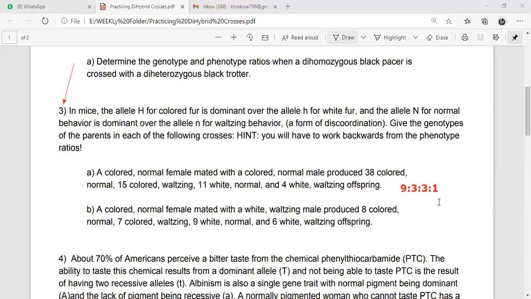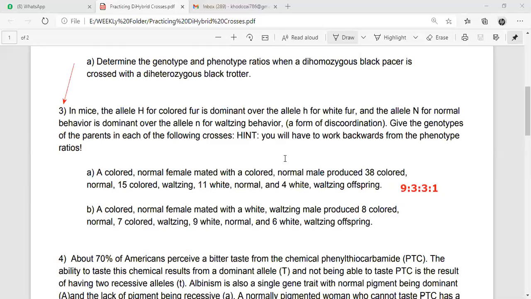Are you familiar with this 9, 3, 3, 1 ratio? You just have to give your consent that you are aware of it or not. Okay, whenever there is a dihybrid cross, there is always a 9, 3, 3, 1 ratio, correct? This is the theoretical value, so in theory it should be 9, 3, 3, 1, but in reality it cannot be exactly that. But just remember, number 9 is predominant.